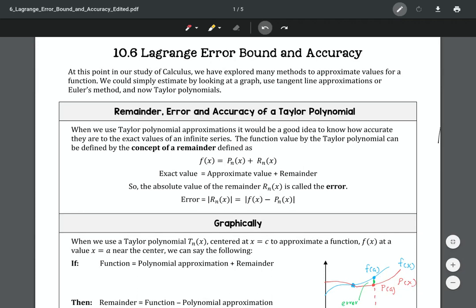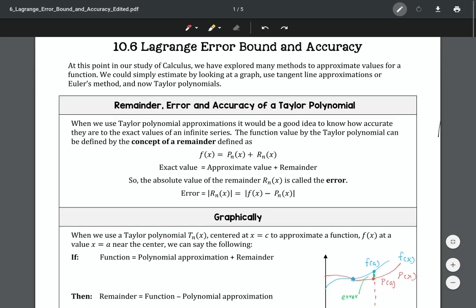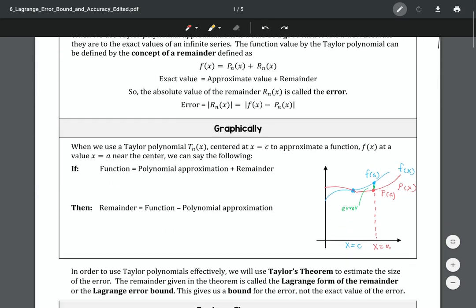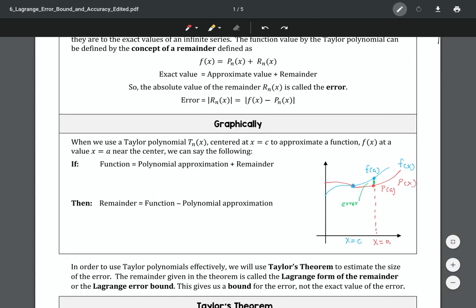Today we're going to talk about Lagrange error bound and accuracy. This is the last lesson for BC. I'm going to skip through some of this jargon, but essentially what we found out is that we can use a Taylor polynomial or a Maclaurin polynomial to figure out the approximate y value. This blue line is the actual function, and what I haven't read here is basically a Taylor function that approximates the y value. And what we're really finding is the error.